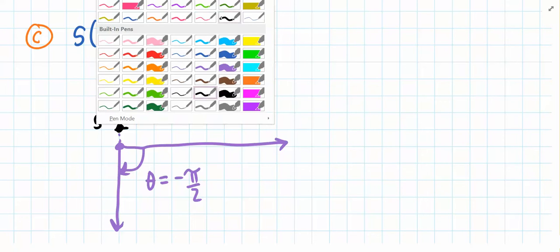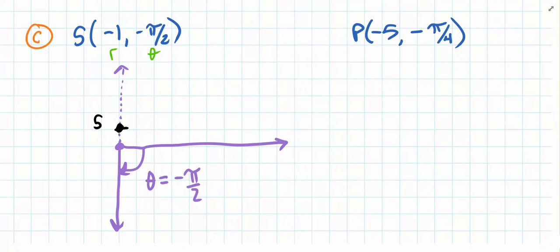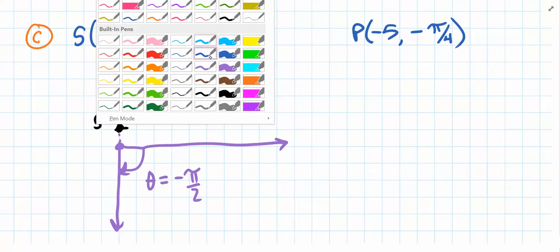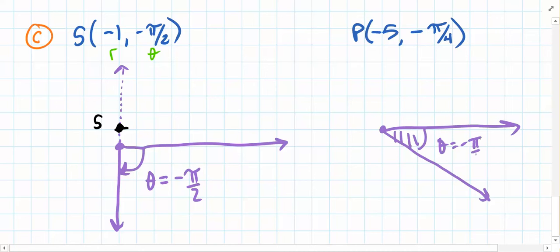Okay, let's do this one. -5 comma negative pi over 4. Okay? So again, we'll start with the pole. And I want negative pi over 4. That would be this angle here. This angle right down here represents a theta that's equal to negative pi over 4. Since my r is less than 0, then it's going to lie on the ray that is opposite the terminal side. So I'm going to go 5 units out. So 1, 2, 3, 4, and 5. There we go. That is the point P in the polar system at -5, negative pi over 4.